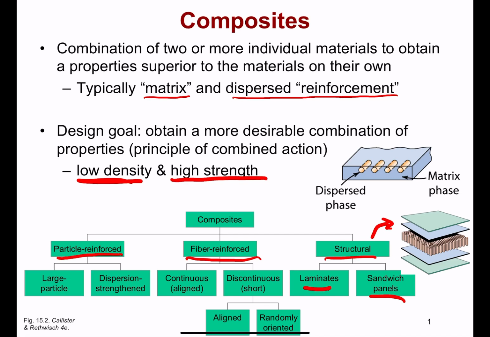In the first category of particle reinforcement, the two subcategories are distinguished by size of the particle. There can be large particle reinforced composites, or we can have a more uniform small particle dispersion that is present, and that would strengthen the material that way.